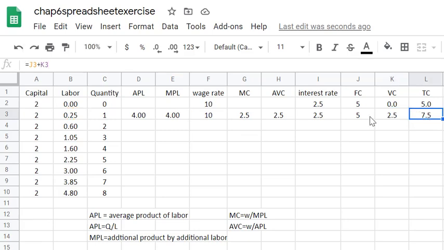And of course, total cost is the sum of fixed cost and variable cost. So you can see that formula, J3 plus K3 here, the sum of these two. So you can find total cost, right?